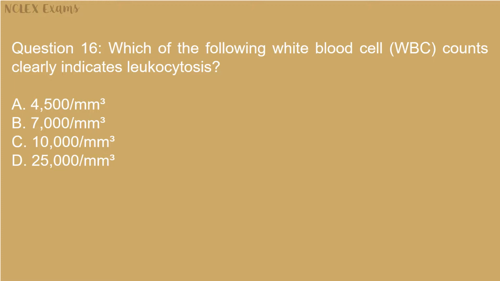Question 16. Which of the following white blood cell (WBC) counts clearly indicates leukocytosis? A. 4,500 per cubic millimeter. B. 7,000 per cubic millimeter. C. 10,000 per cubic millimeter. D. 25,000 per cubic millimeter.